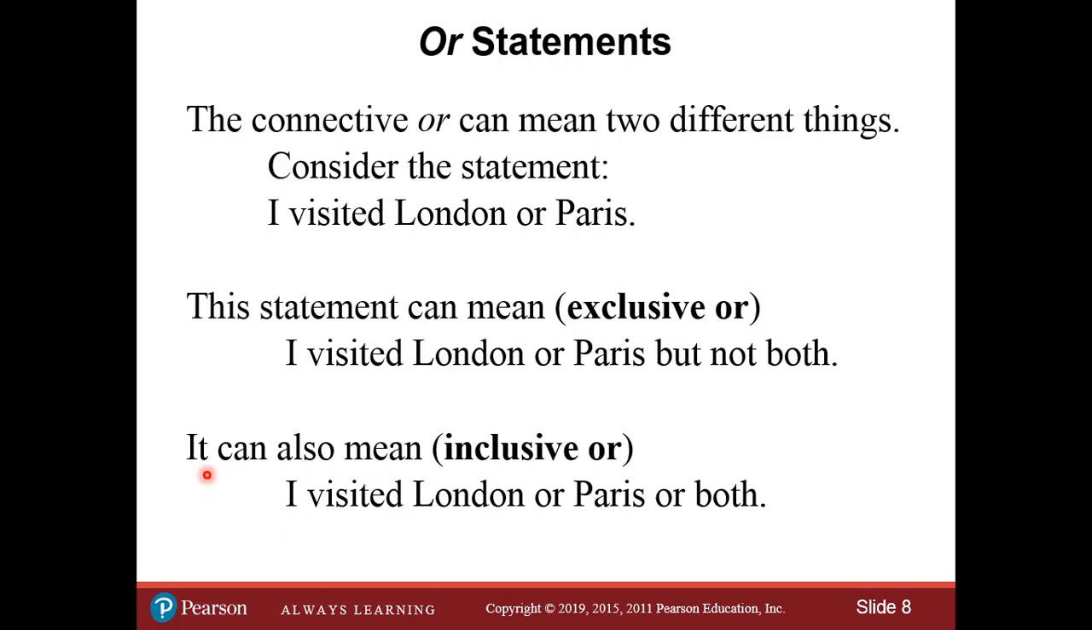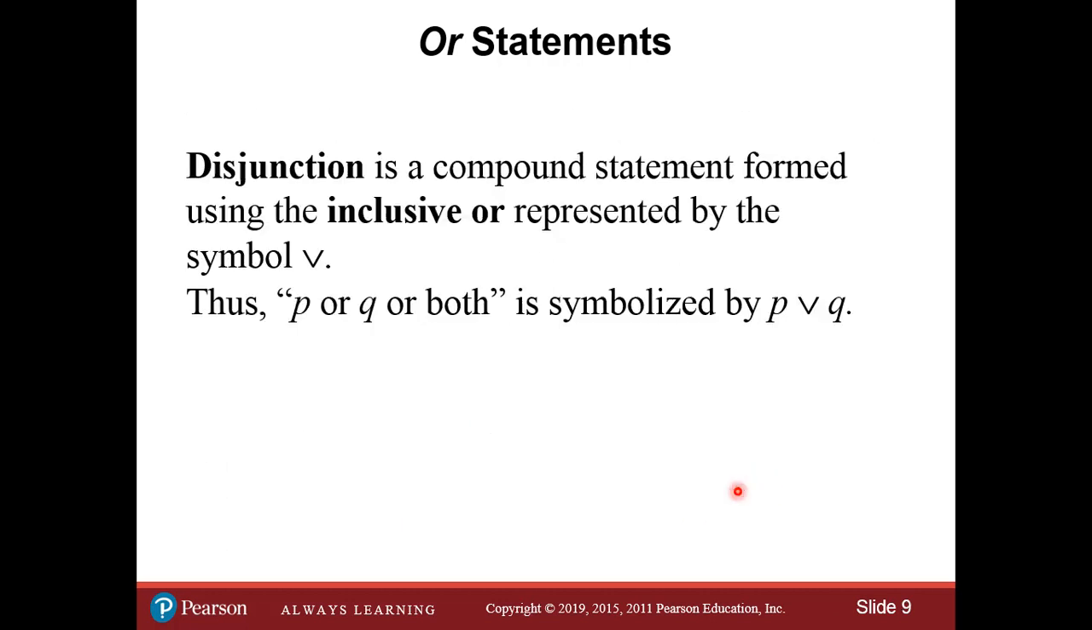Now, the connective or can mean two different things. Okay, so we can consider the statement, I visited London or Paris. Now, this statement could mean exclusive or. I visited London or Paris, but not both. It could also mean inclusive or. I visited London or Paris or both. Now, in logic, it is always used with the inclusive or.